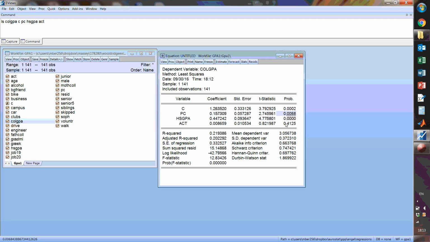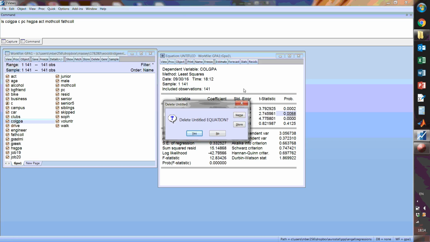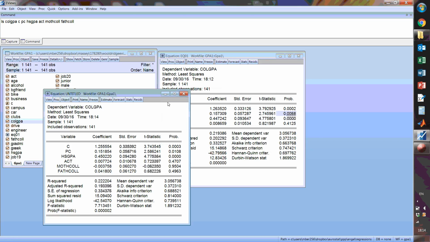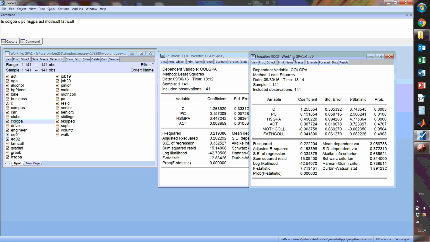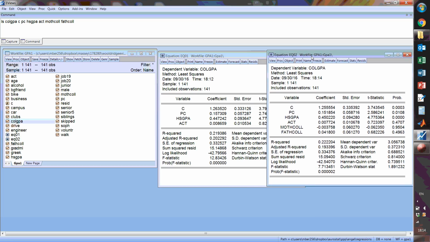Okay, so the question is asking us in part 1 to add the variables MOTHCOL and FATHCOL and report the results in the usual form. What happens to the estimated coefficients or the estimated effect of the PC ownership? Is PC still statistically significant? So I'm just going to add 2 more variables, mother college dummy and father college dummy, and I'm going to name the original regression, and this will be a new one which will have the name COL equation 2. So we have added 2 variables to it.